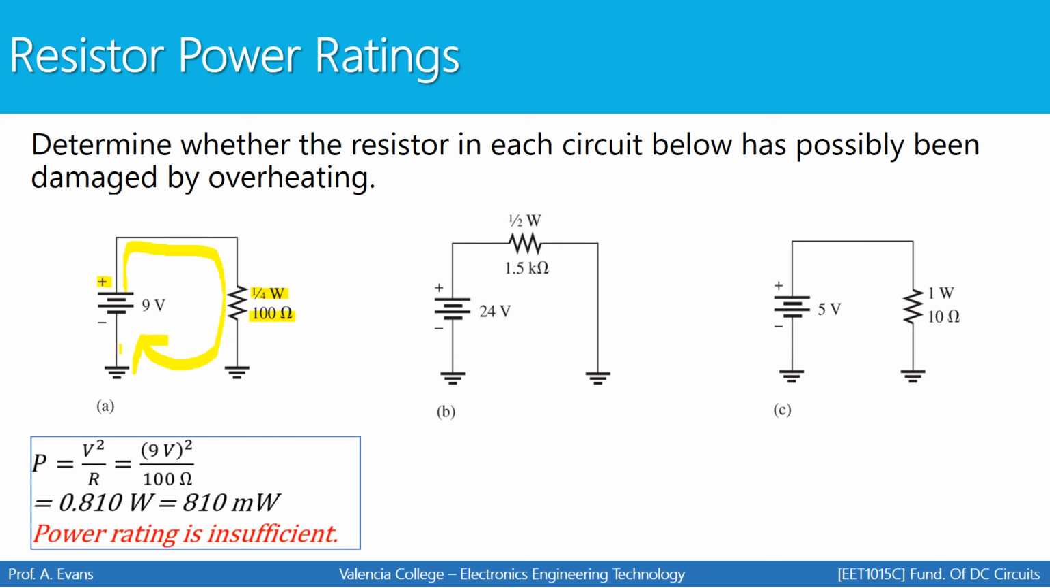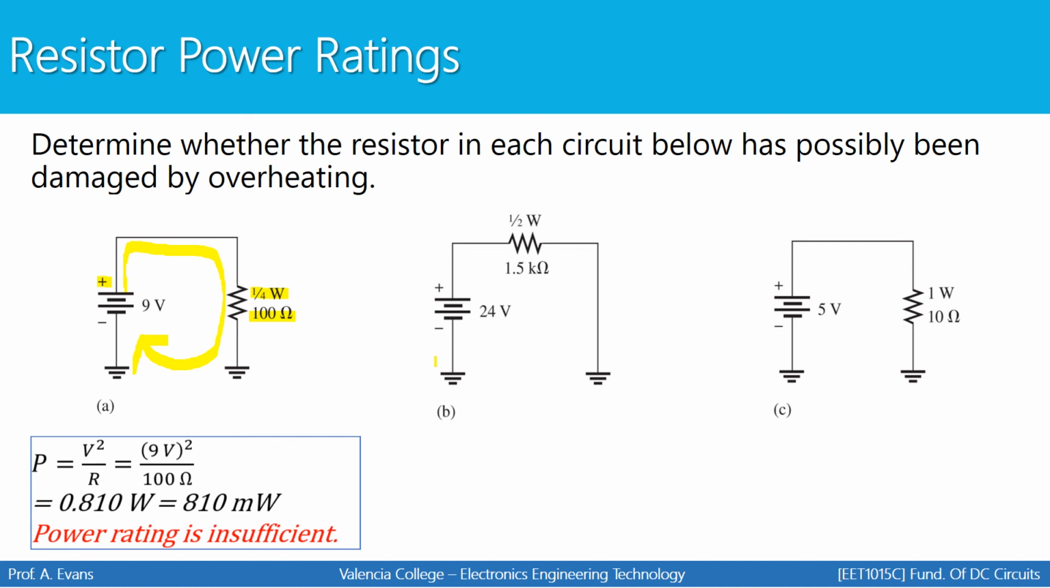Not necessarily, because I can use V squared over R to determine the power, and that's really the only thing we need right now. So if you look at the voltage, it's 9 volts. So we have 9 volts squared divided by 100 ohms. That'll give you 0.810 watts or 810 milliwatts. This power rating is therefore insufficient because 1/4 of a watt is far too low, and this resistor is definitely in danger of being damaged by overheating.